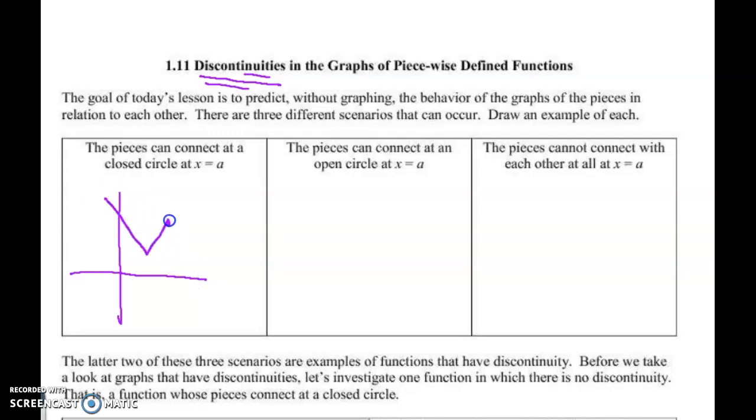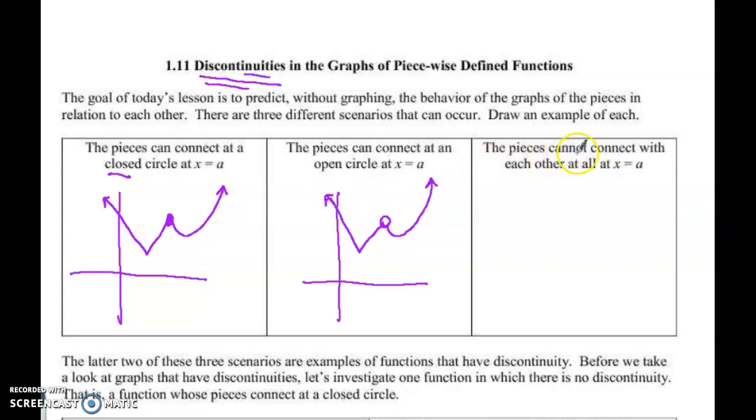And let's say you have a closed circle connected to, I don't know, a parabola. So it looks something like this. That would be a goofy looking thing. But what we're talking about is that our pieces are connected at a closed circle. So maybe I'll draw the same thing over here, except the piecewise is connected at an open circle. Something like that. I'm just making this up as I go, by the way.